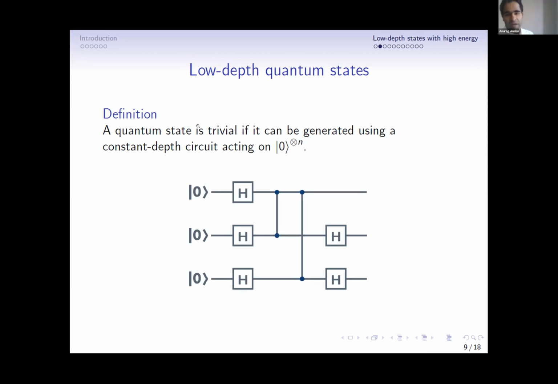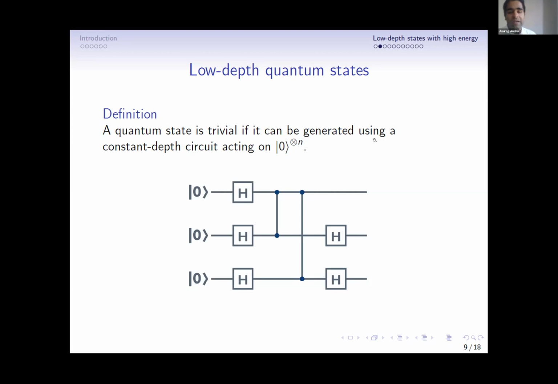So I'll define a quantum state to be trivial, or maybe sometimes I'll call it low depth or constant depth, if the state can be generated in the following manner. You start with all zeros and you apply a constant depth circuit to all the qubits. So you have n qubits here, n equals 3 here, and you apply Hadamard gate, CNOT, whatever, phase gate, and so on. Whatever you want to apply, for a constant depth.